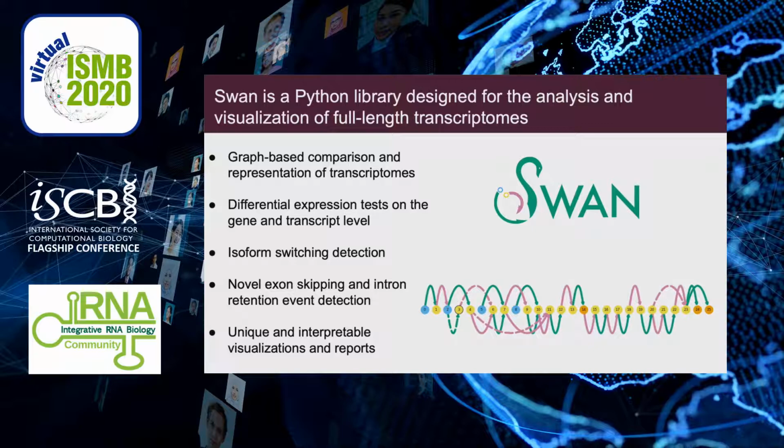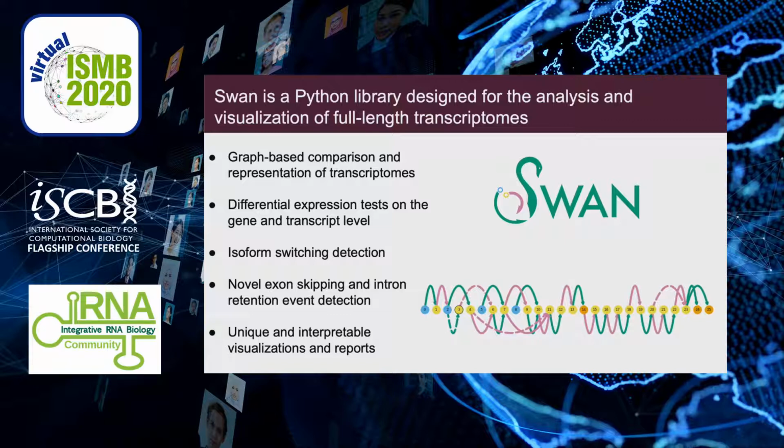Swan uses a graphical representation of transcript models to store, compare, and visualize transcriptomes. It can also perform differential expression analysis on the gene and transcript level, detect isoform switches, find novel exon skipping and intron retention events, and provide unique and interpretable visualizations and reports, such as the one below.